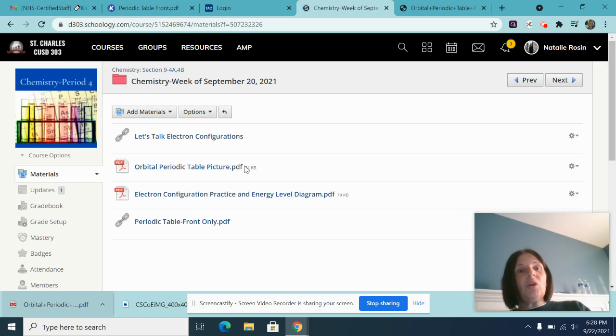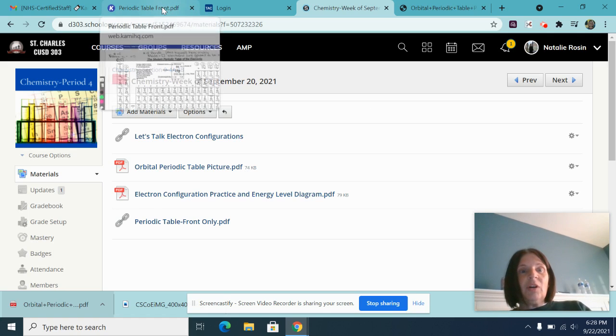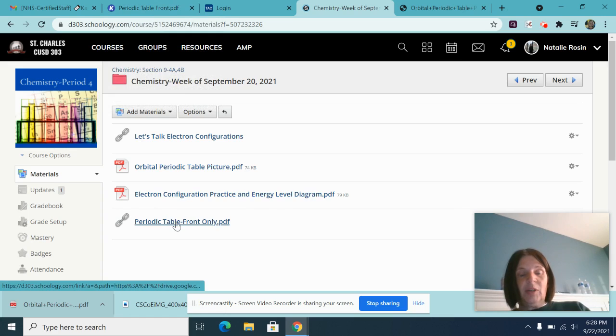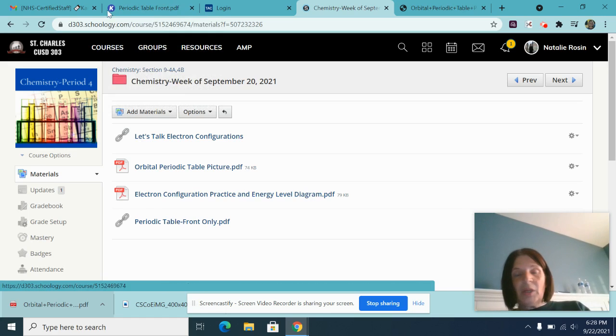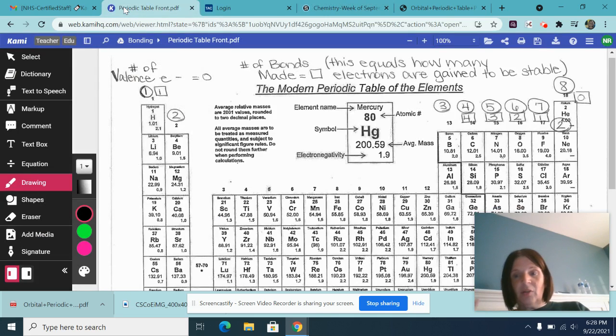Right? So I basically took the front of the periodic table. If you click on this, you get a PDF of the front of the periodic table. It kind of looks like this. It has some writing up at the top because it's one that I actually used last year. But I'm going to use it to talk you through how to do a shorthand electron configuration.